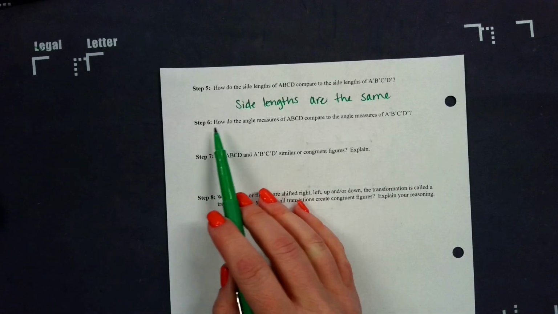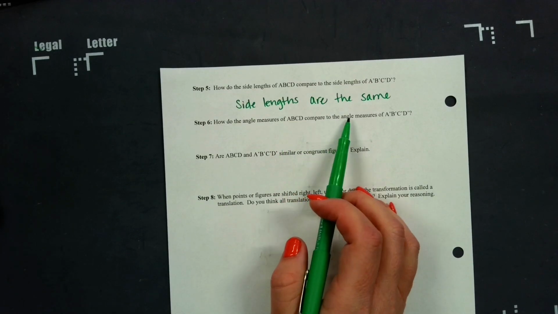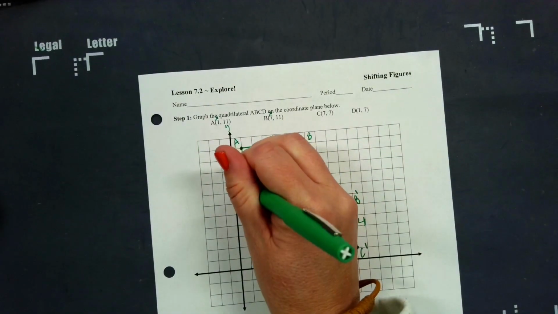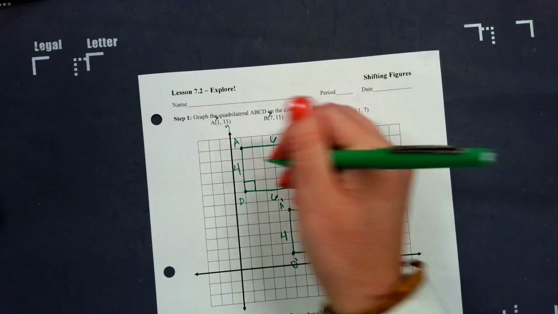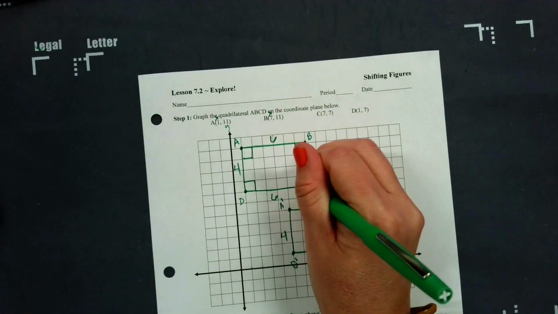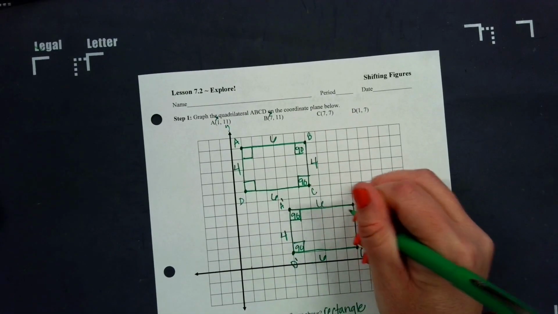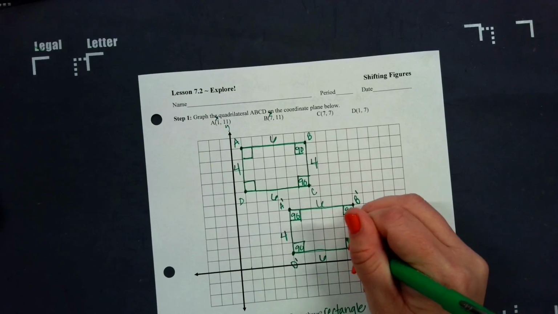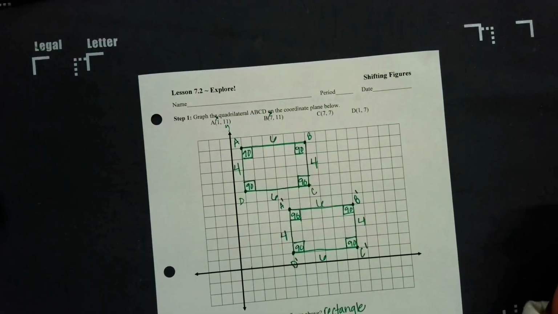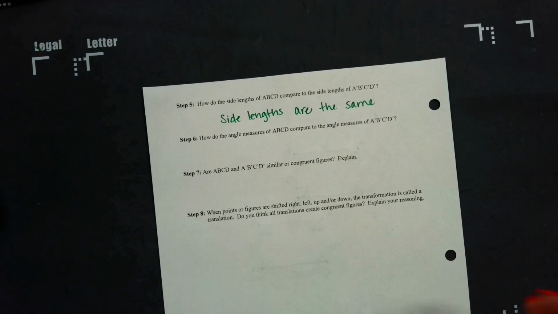Okay. Now it's saying, how do the angle measures of A, B, C, D compare to angle measures A prime, B prime, C prime, D prime? Well, let's look at this. All of these are what angles? Right, so they all measure 90 degrees. Is that the same thing down here? Do all these measure 90? So what can we say about all the angle measures? They are either congruent or the same.